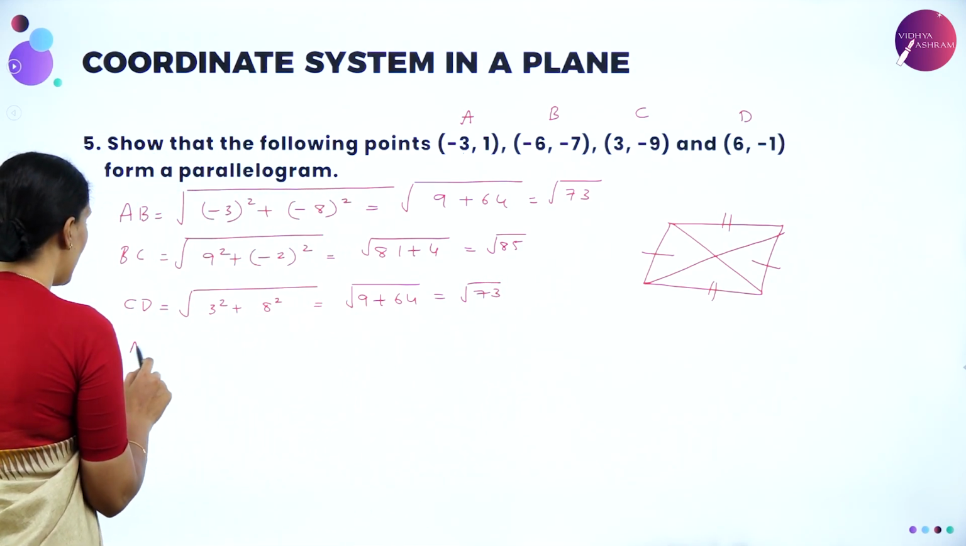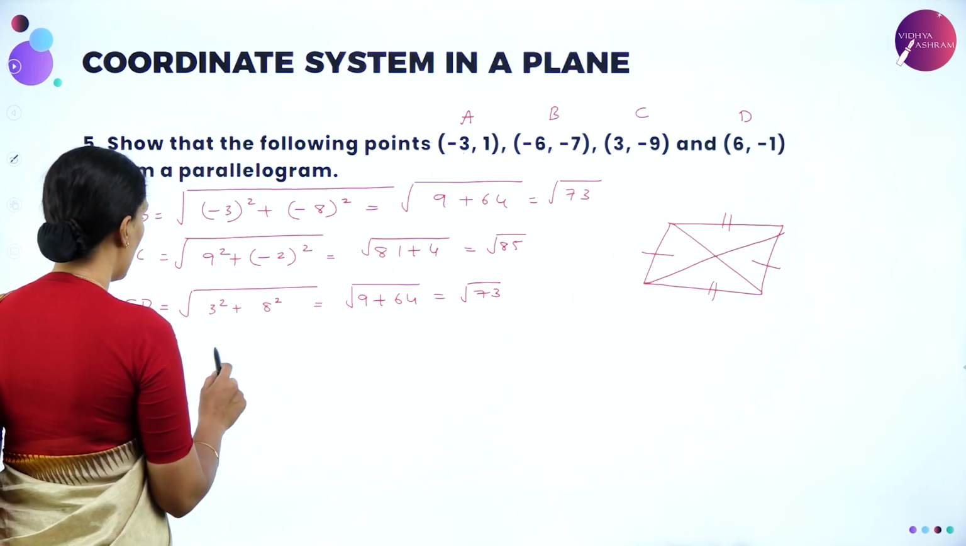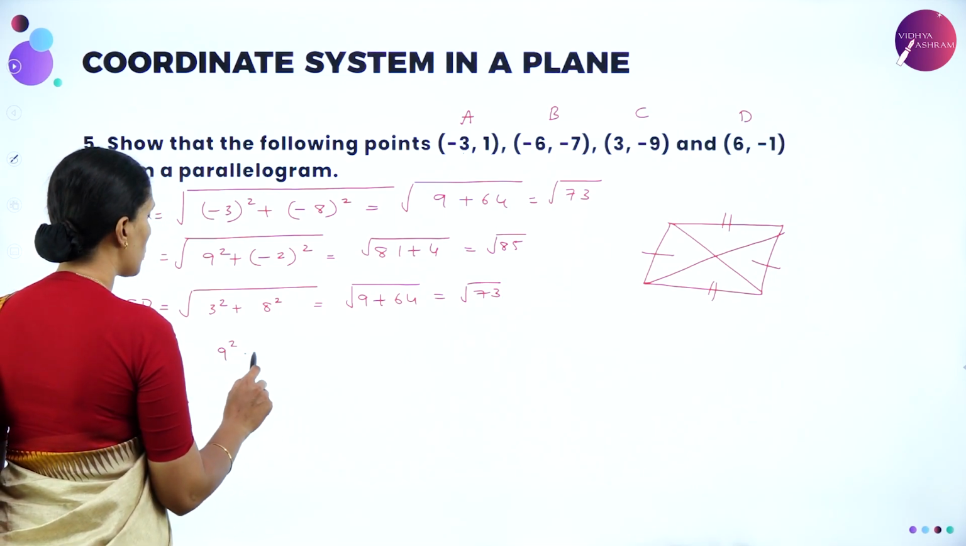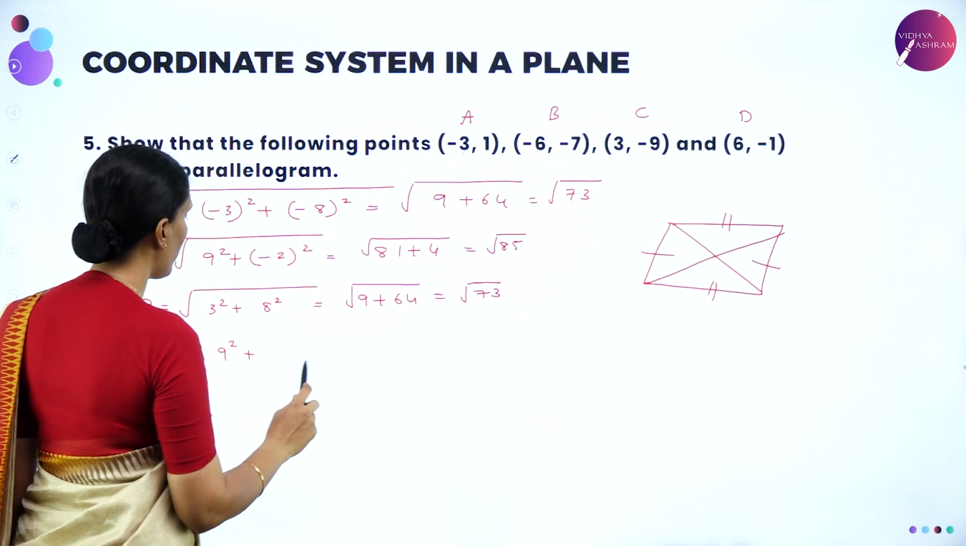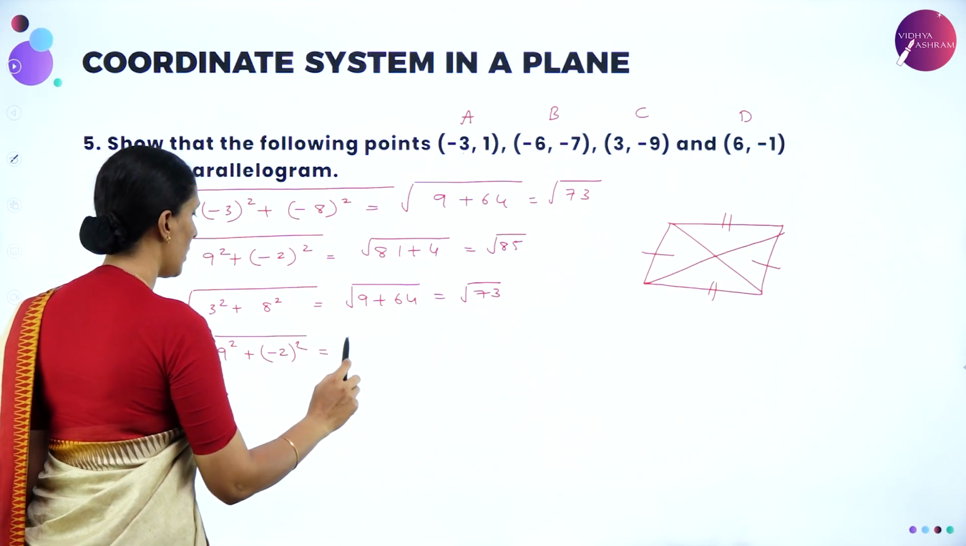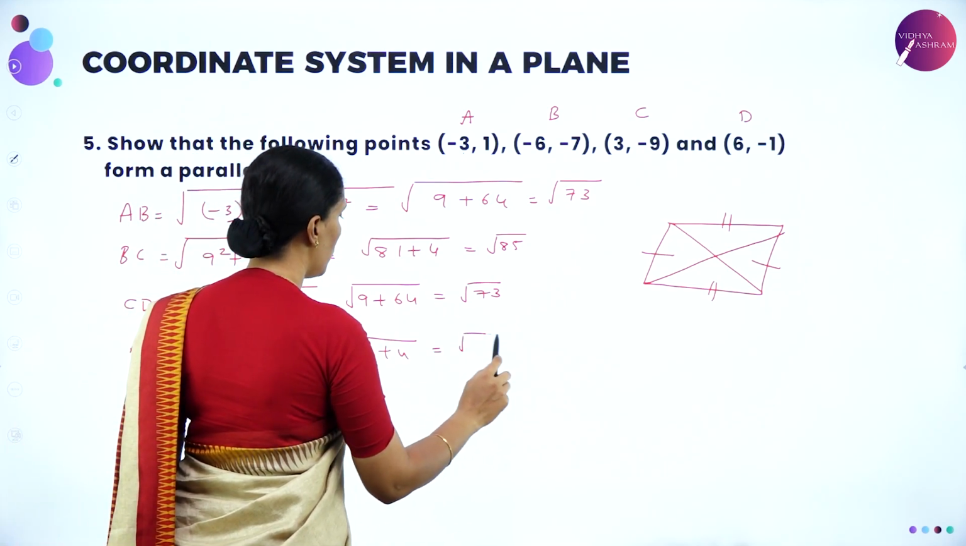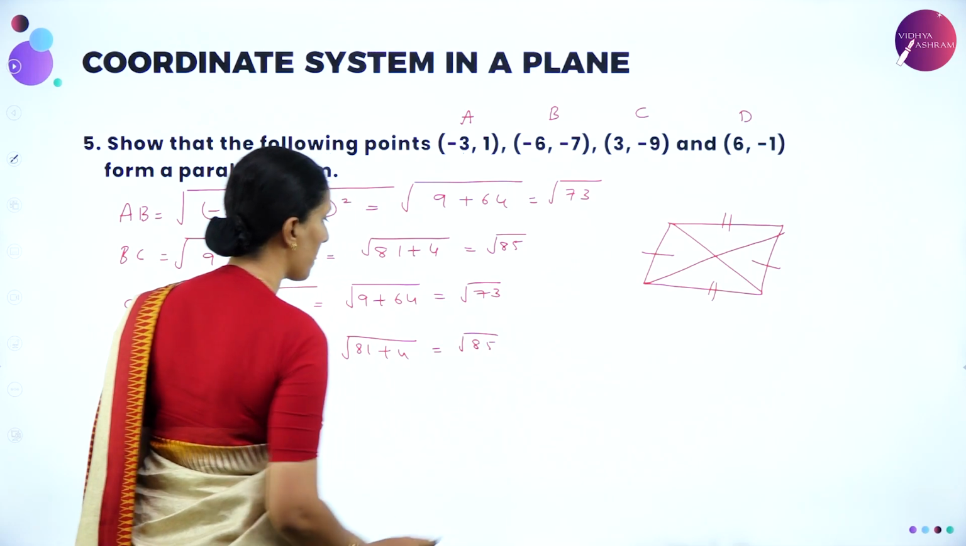Next we will calculate AD. So AD is equal to 6 plus 3, 9 square, plus minus 1 minus 2 whole square. So which is equal to root 81 plus 4, which is equal to root 85.